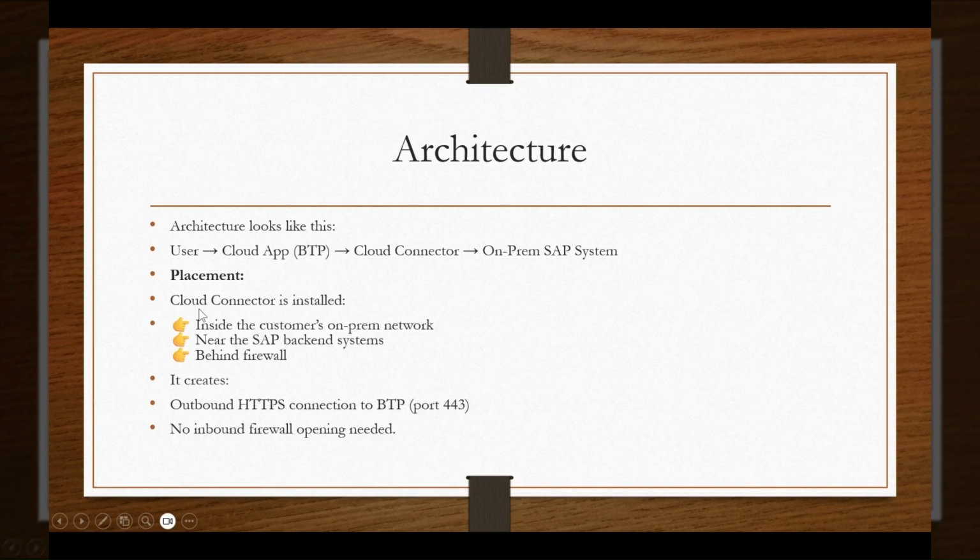Cloud Connector is installed on the on-premise network. It is not installed on cloud, but on the on-premise network near the SAP backend systems and behind the firewall. Okay, it is on the other side of the firewall, so that the communication is established and not blocked. It creates an outbound HTTP connection to BTP, that is port 443, and no inbound firewall opening is needed. So basically, this is the architecture. The user connects with BTP, and BTP connects to the on-premise service using Cloud Connector.